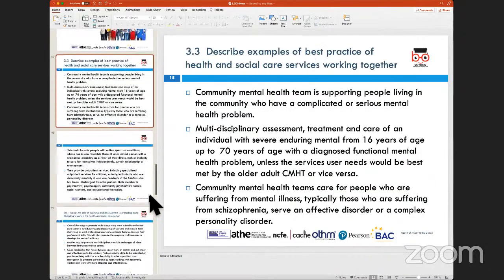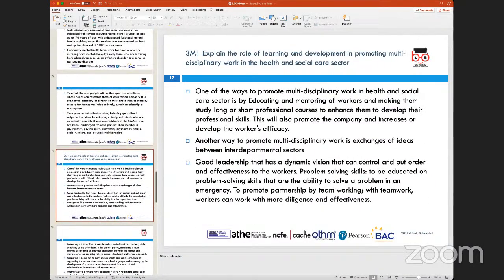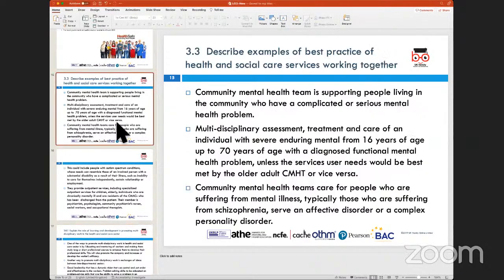Now let's look at the third criteria, which is looking at examples of best practices that we can see in terms of working between these two services together. So if we talk about some working examples, I know some of you have been working within the health and social care sector. Can you think of any examples that you see healthcare services and social services working together? Can you think of some examples?